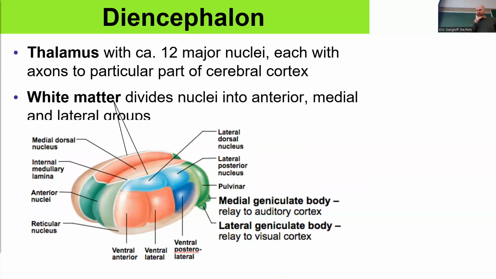We have about 12 of these nuclei, and each is associated with a different part of your cerebral cortex. Then we have some white matter dividing up these nuclei, carrying axons between these nuclei and the cerebral cortex. Again, I don't need you to know the names of all of these. I just want to show you how these nuclei are arranged within the thalamus. Remember, those nuclei are centers of gray matter that contain cell bodies as well as short interneurons.